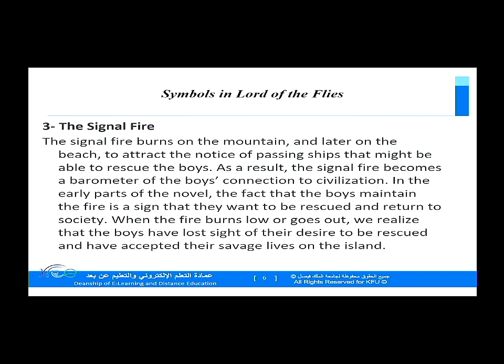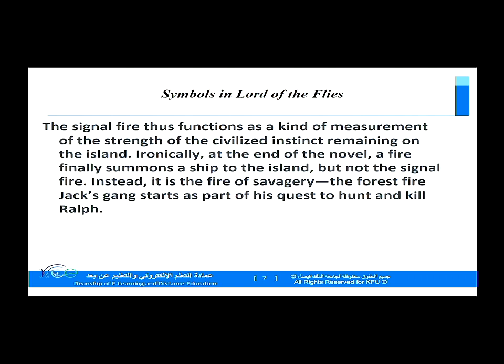In the early parts of the novel, the fact that the boys maintain the fire is a sign that they want to be rescued and return to society. When the fire burns low or goes out, we realize that the boys have lost sight of their desire to be rescued and have accepted their savage lives on the island. In this way, the signal fire functions as a kind of measurement of the strength of the civilized instinct remaining on the island.